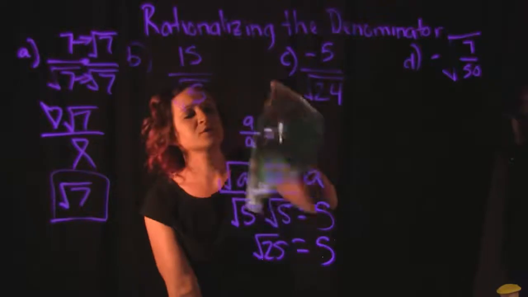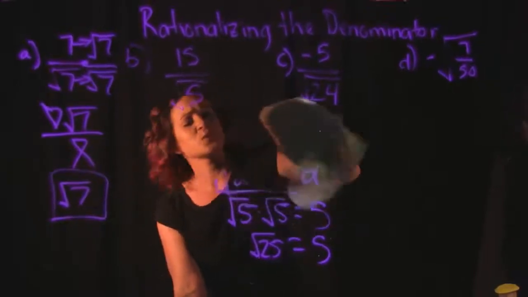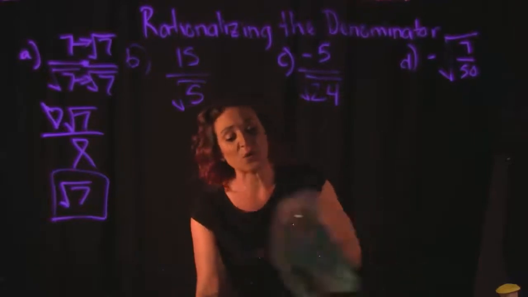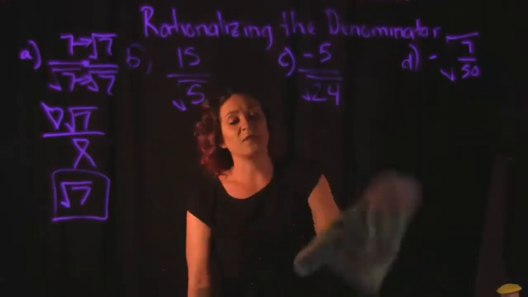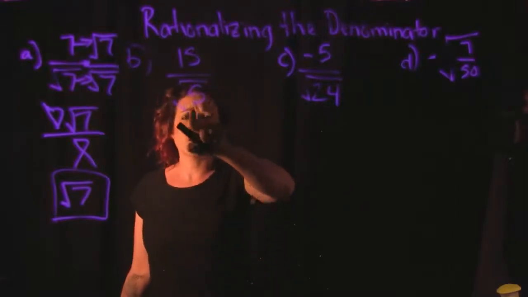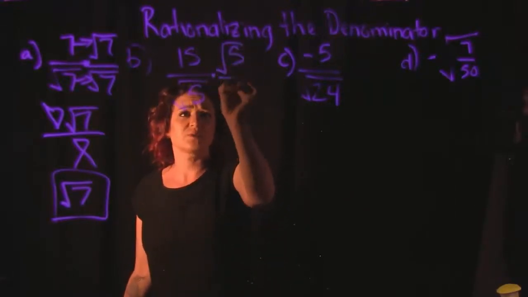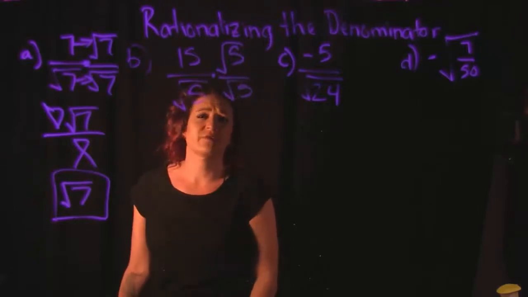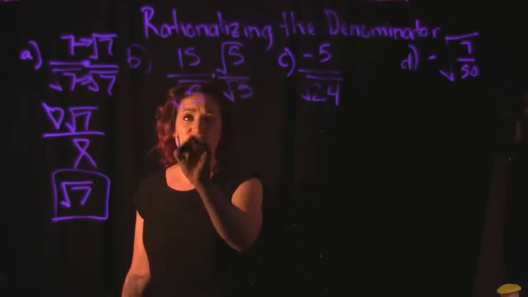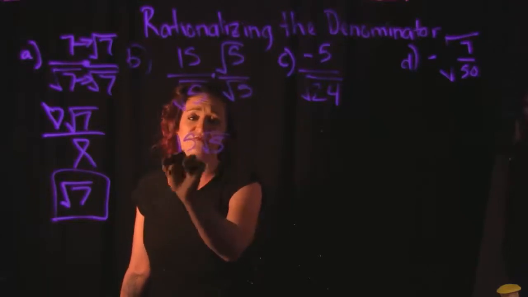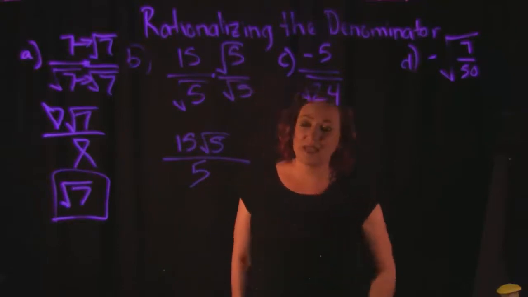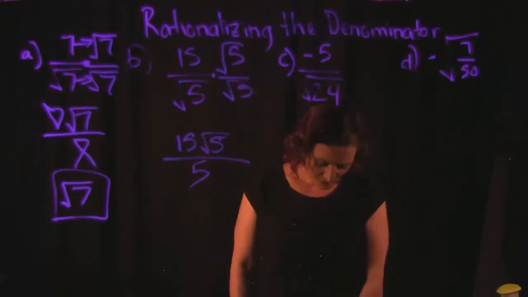Okay. So for most of these here, all we're going to do is multiply the numerator and the denominator by whatever radical it is we're needing to get rid of, and then just work on simplifying it after that. In example B, we're trying to get rid of the square root of 5, so we would multiply by square root of 5 over square root of 5. Multiplying straight across, in the numerator, 15 times square root of 5 is just 15 square root of 5. And then our denominator, square root of 5 times square root of 5 is a 5.